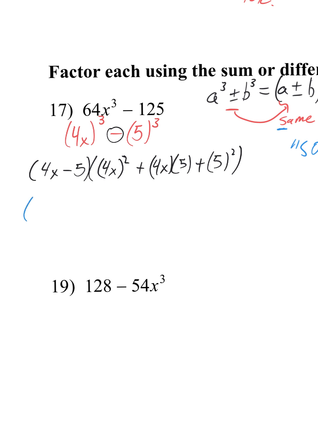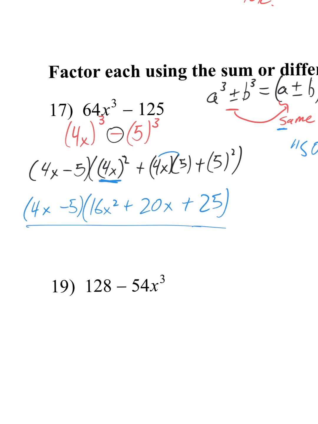So the first parentheses is good, 4x minus 5. But the second bit, what is 4x squared? That's going to make 16x squared. And then 4 times 5, let's go ahead and multiply those. We get 20x. And 5 squared is 25. So I took a second to write it out unsimplified to make sure that I didn't make any mistakes getting my final answer. And this here in blue will be my final answer.